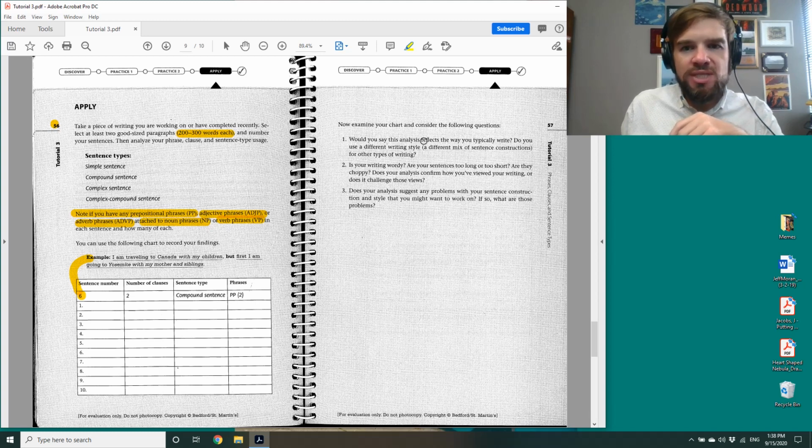And then you can examine your chart, look at your chart, and consider the following questions. 1, would you say this analysis reflects what you typically write? Do you use a different writing style for different types of writing? 2, is your writing wordy? Are your sentences too long or too short? Are they choppy? Does your analysis confirm how you viewed your own writing, or does it change those views? And 3, does your analysis suggest any problems with your sentence construction and style that you might want to work on? If so, what are those problems?